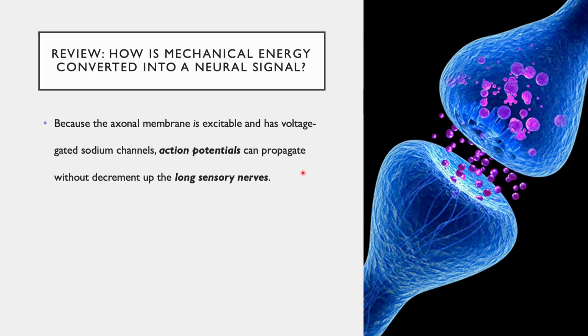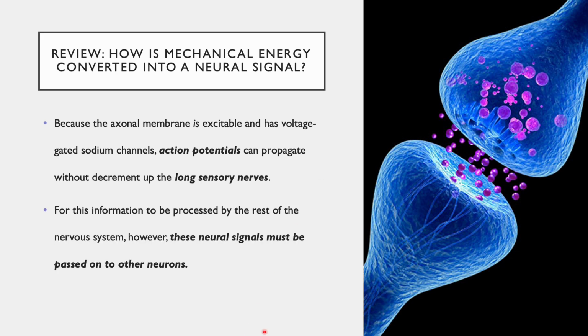Remember that we've already discussed that nerve cells have an excitable membrane, meaning that they can generate nerve impulses known as action potentials that can actually propagate down the axon. They do not diminish over time, and they can occur on long sensory nerves, sometimes up to a meter long. So for this information to be processed to the rest of the nervous system, for example, all the way from the brain down to a muscle in your foot, perhaps, these neural signals must be passed on to other neurons. So we're going to talk about the different modes of transmission. This is known as synaptic transmission.